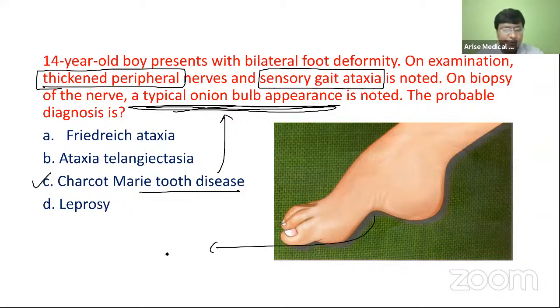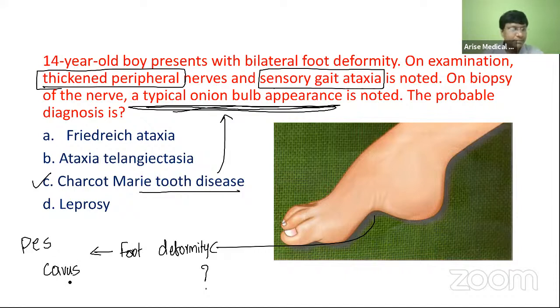Can anyone tell me what this foot deformity is? Anyone of you, can anyone describe? The foot deformity mentioned here is pes cavus. This pes cavus can be seen in Friedreich's ataxia, and can also be seen in Charcot-Marie-Tooth disease. But the typical onion bulb appearance on the biopsy goes in favor of Charcot-Marie-Tooth disease, but not Friedreich's ataxia.